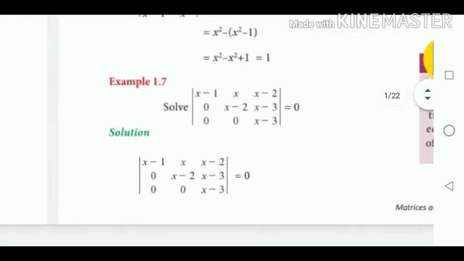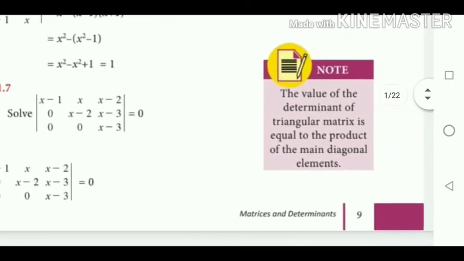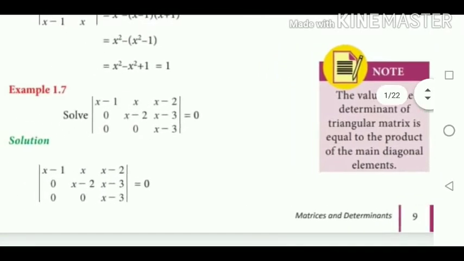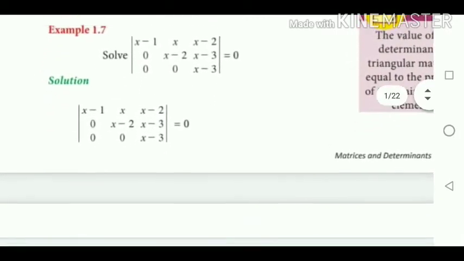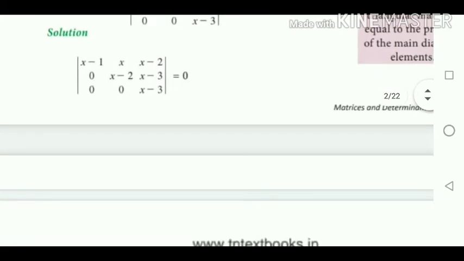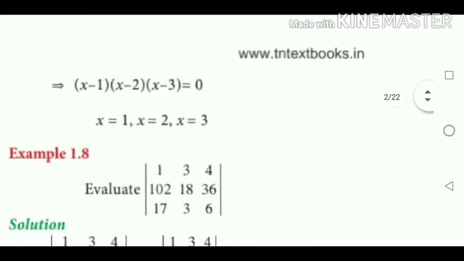Okay. Here they said solve. Solve means you have to find the value of x. Here we use the note. It is said that the value of the determinant of a triangular matrix is equal to the product of the main diagonal. Product means how to multiply the main diagonal. Here the main diagonal is x minus 1, x minus 2 and x minus 3. So I am multiplying these main diagonals, and I am getting the answer x equal to 1, x equal to 2 and x equal to 3.